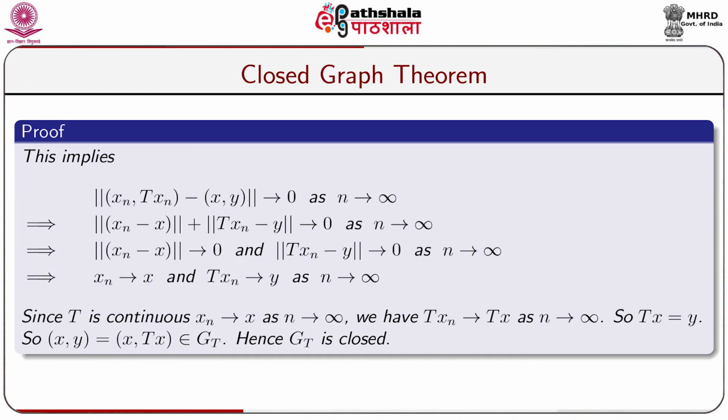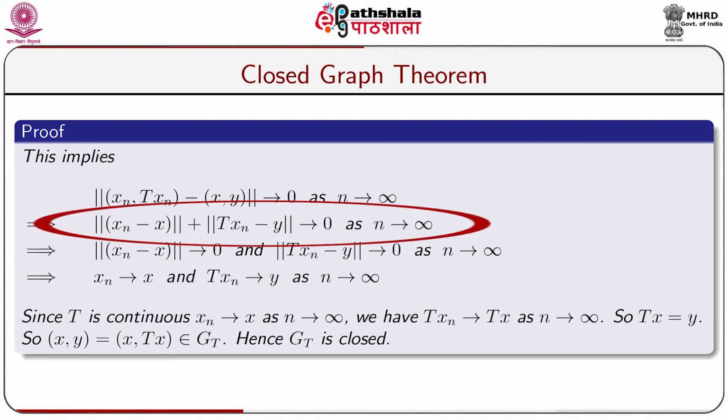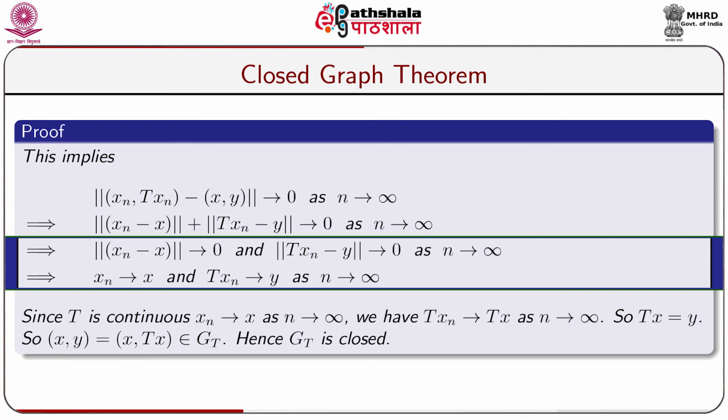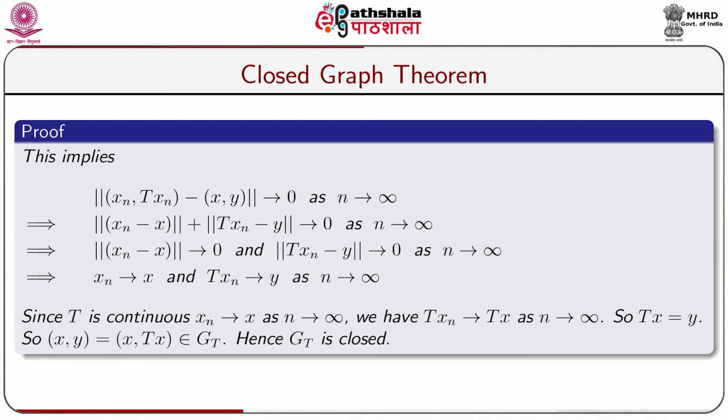This implies norm of the pair (xn, Txn) minus (x, y) tends to 0 as n tends to infinity, which implies that norm of xn minus x plus norm of Txn minus y tends to 0 as n tends to infinity, with respect to the norm defined as above. This again implies that norm of xn minus x tends to 0 and norm of Txn minus y tends to 0 as n tends to infinity. So xn goes to x and Txn goes to y as n tends to infinity.